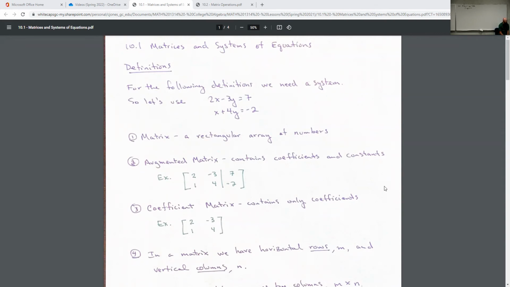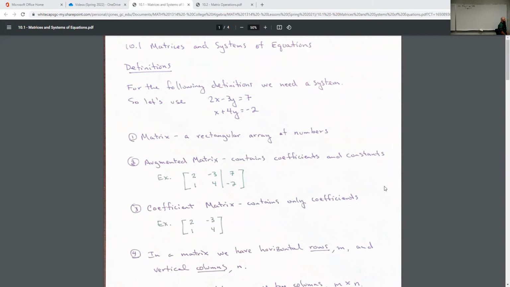Now, first of all, a matrix is a rectangular array of numbers. It's just a collection of numbers. So we usually use them in a specific way based on whatever we're doing. Computers use matrices all the time, but here we're going to use them dealing with systems.